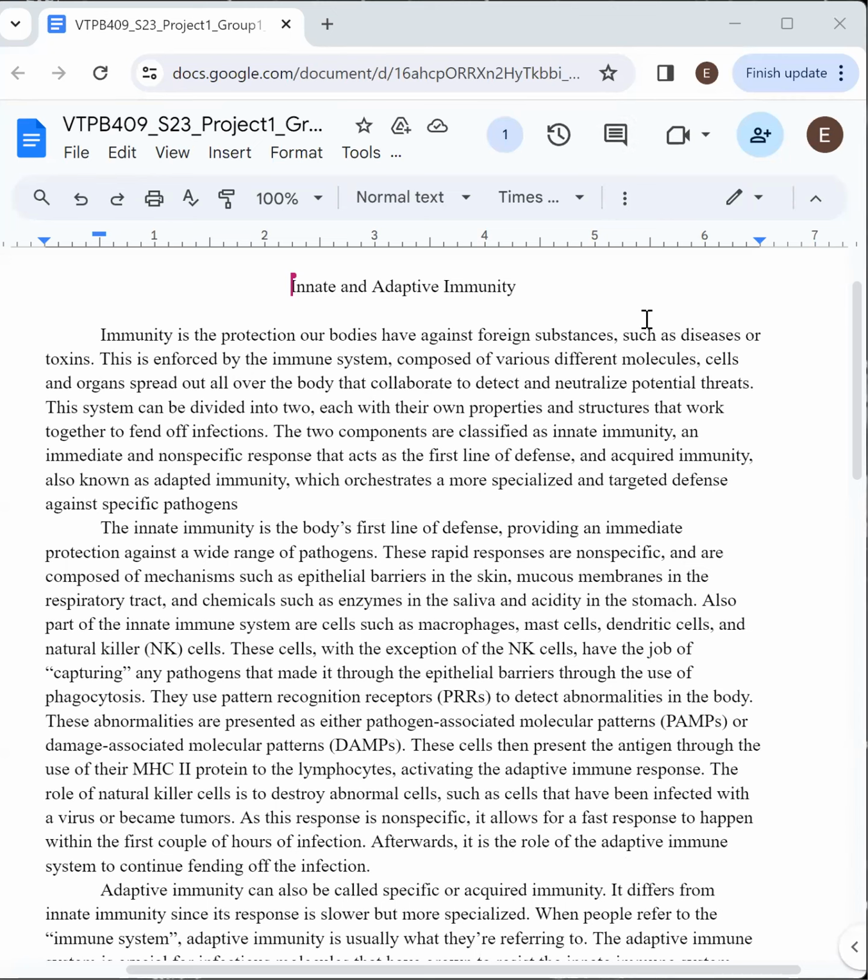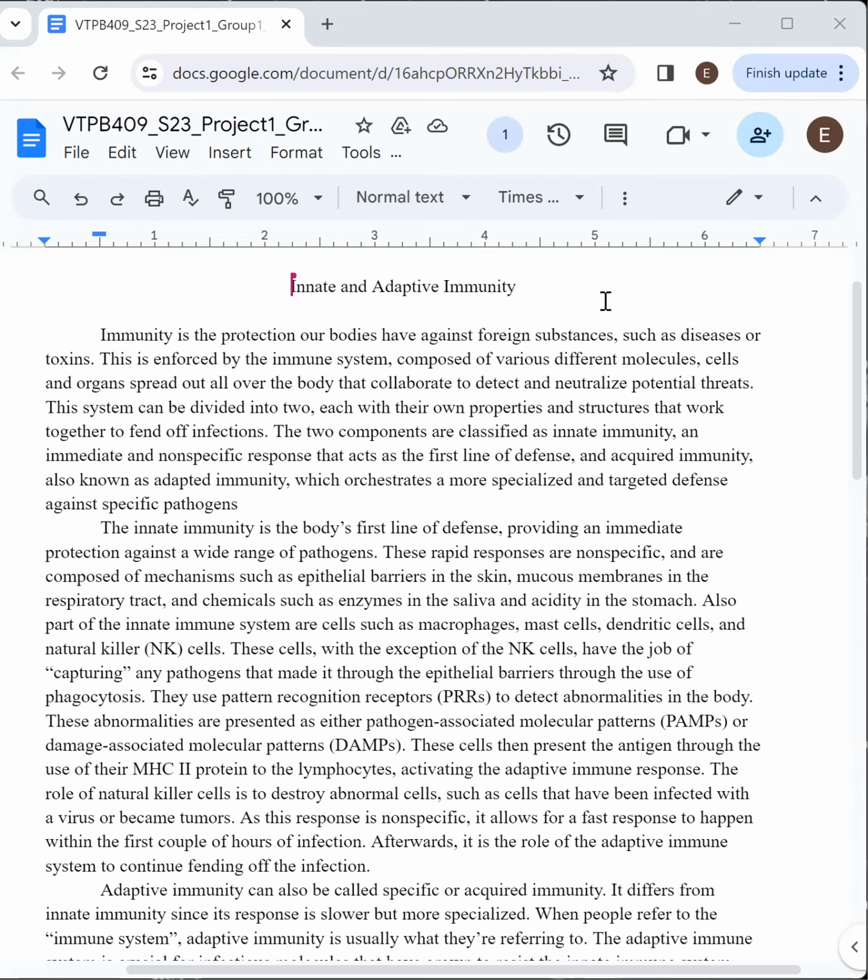Innate and adaptive immunity. Immunity is the protection our bodies have against foreign substances, such as diseases or toxins. This is enforced by the immune system, composed of various different molecules, cells, and organs spread out all over the body that collaborate to detect and neutralize potential threats.